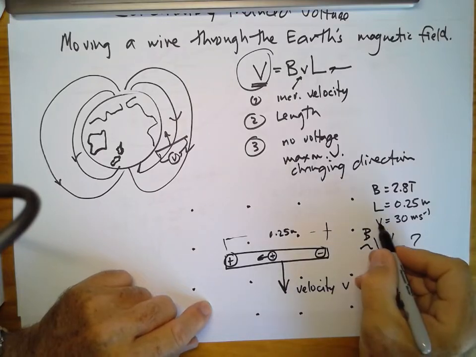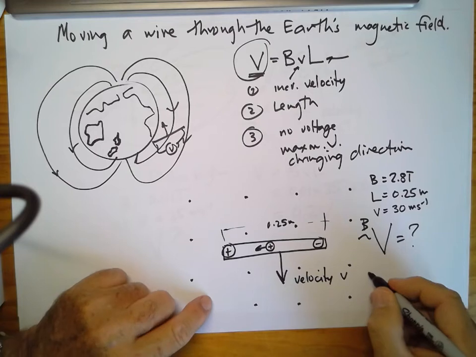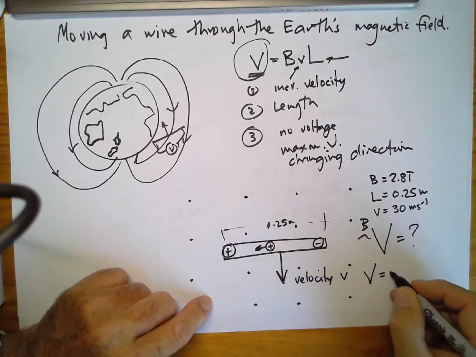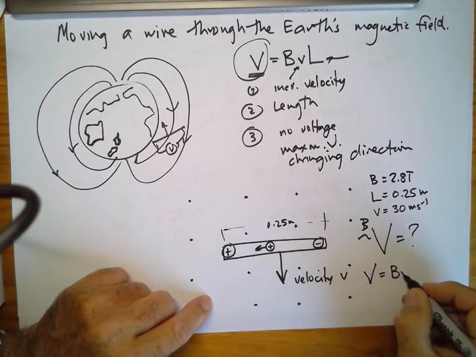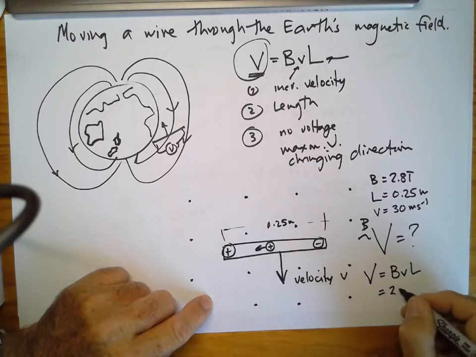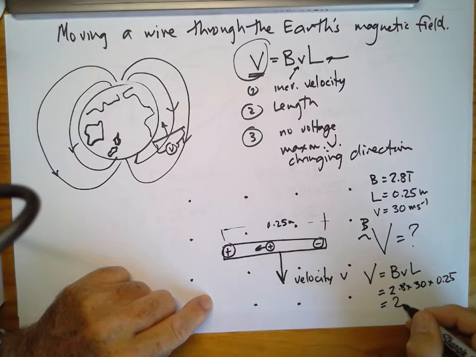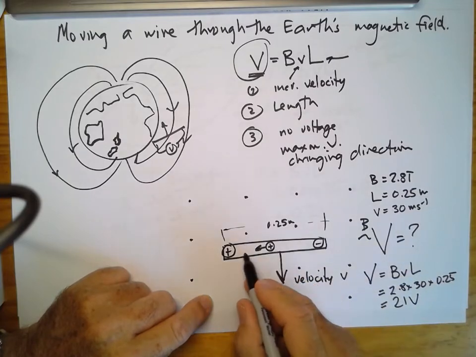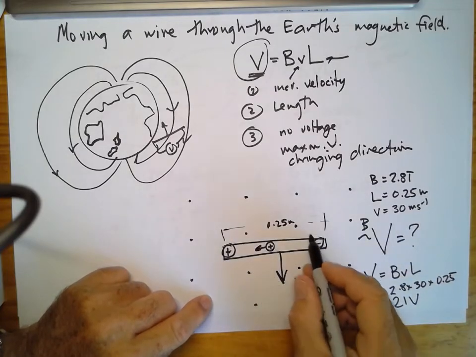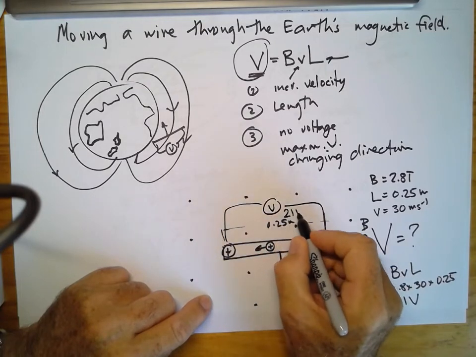Remember, the little v is the velocity, large V is the voltage, and here's our equation: V equals BvL. The induced voltage is 2.8 times 30 times 0.25. The answer is 21 volt, between here and here. If we were to put our voltmeter on here, we'd get 21 volt.